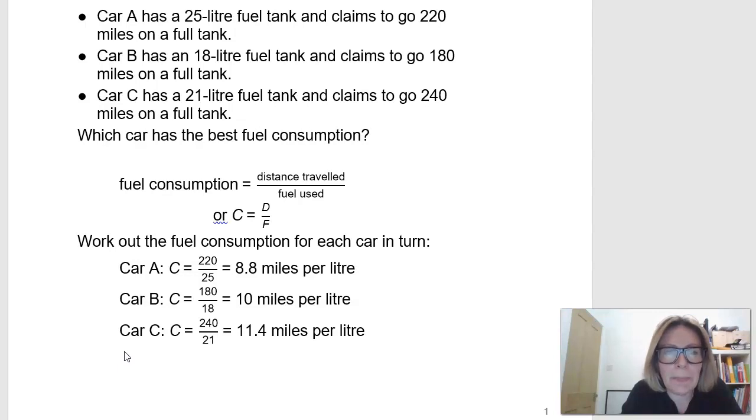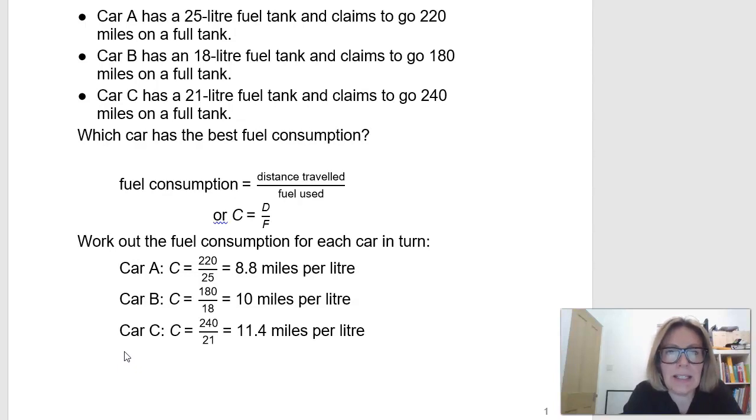They'll give it to you. And they've told you here that fuel consumption is the distance travelled over the amount of fuel used. C, fuel consumption, is equal to D, the distance travelled, divided by F, the fuel. So let's look at car A then, and we can work this out. So car A, if it's got a full fuel tank of 25 litres, it can go 220 miles. So its distance travelled would be 220, divided by the amount of fuel used, which would be 25 litres, and the answer is 8.8.